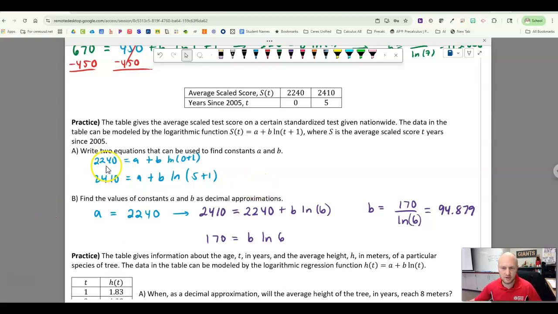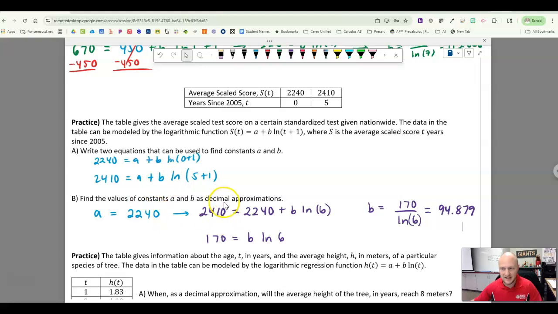Hopefully you got 2,240 is equal to A plus B times the natural log of 0 plus 1. And then 2,410 is equal to A plus B times the natural log of 5 plus 1. There's your 2 equations. Part B, you can solve for A because the natural log of 1 is 0. So essentially they give you A equals 240.